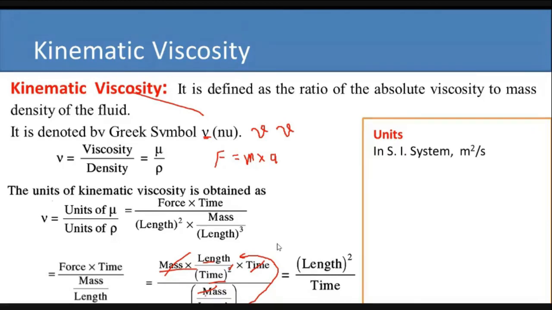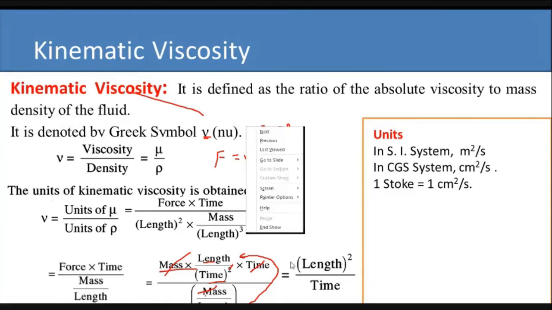So the unit in SI system for kinematic viscosity is length square per time, that is, meter square per second. In the CGS system, the unit is centimeter square per second. In addition to these two, there are some industrial units. One of the industrial units which is most commonly used is the stroke. So remember the relation: one stroke equals one centimeter square per second.